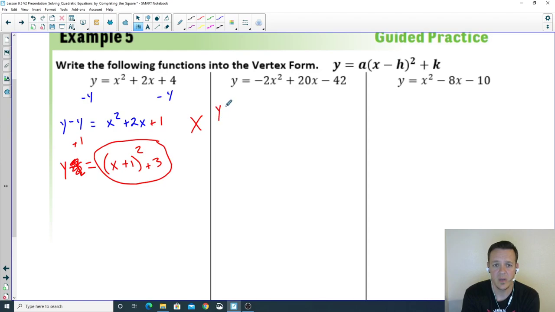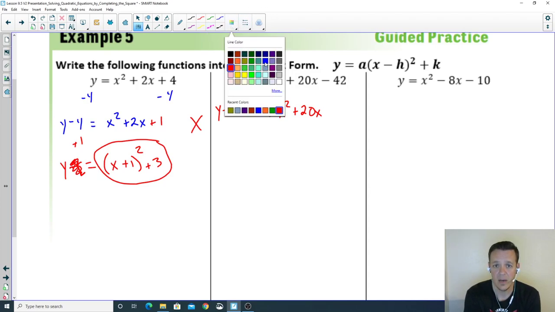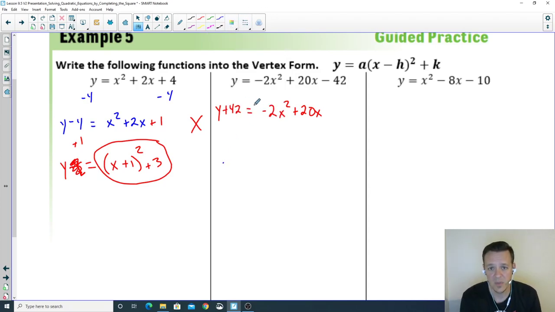This is going to be y plus 42 equals negative 2x squared plus 20x. This does not look like this, so what do you have to do? You have to factor something out. In this case, ladies and gentlemen, you would factor out a negative 2. Now, you may ask yourself, how can I factor out a negative 2? Well, when you do, you're going to take this 20 and make it a negative 10.